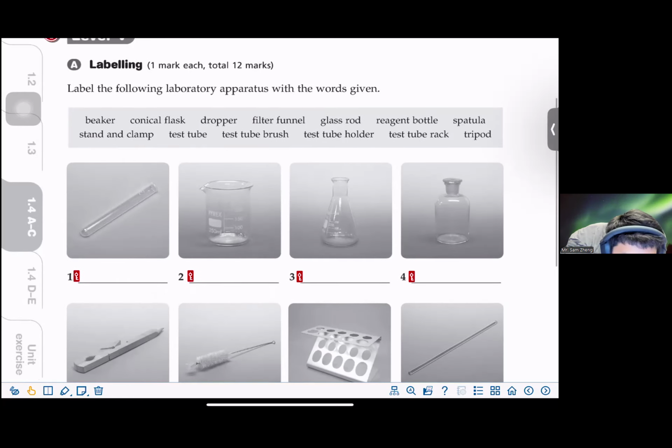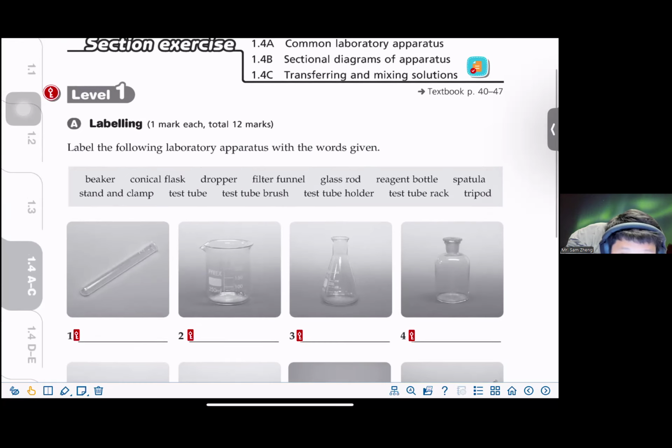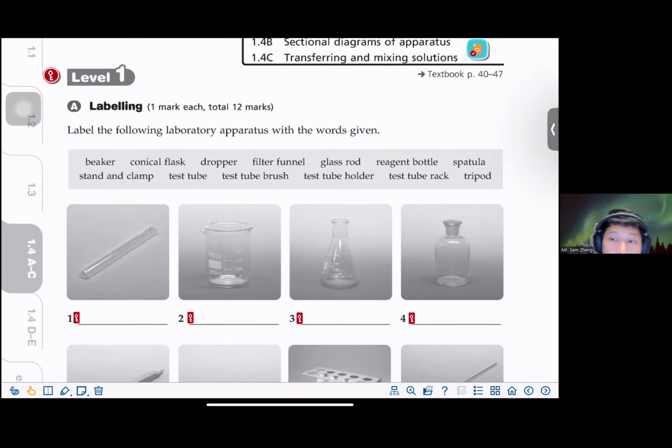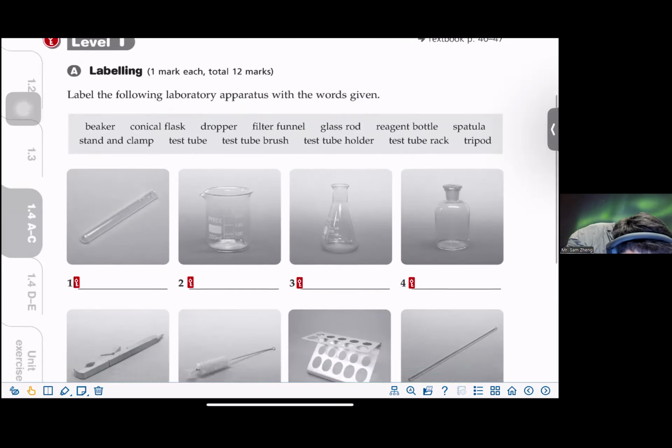Okay, so for section exercise 1.4, you can find the answer in the Google Classroom, which is the chapter 1 textbook and also the workbook answer. But I understand that maybe some of the students will find difficulties in understanding the answer. So in this case, let me quickly go through the answers together. First of all, you can have a look here.